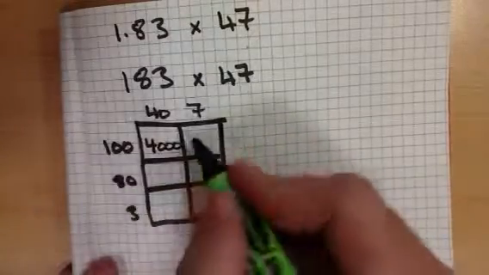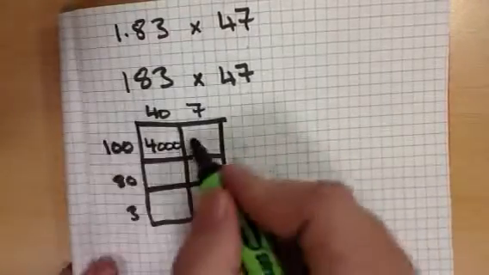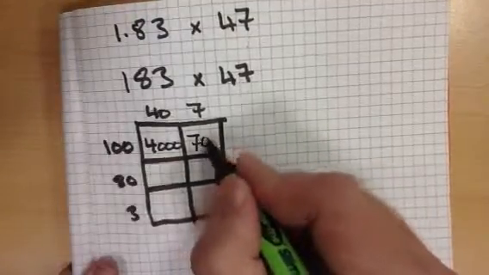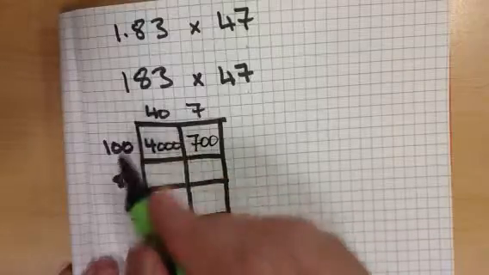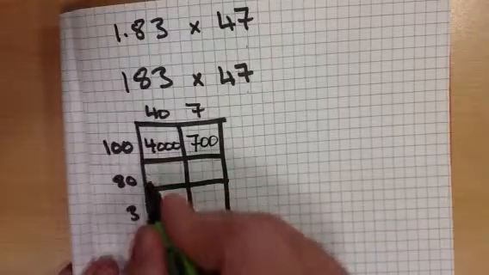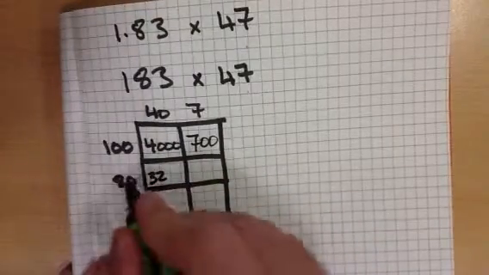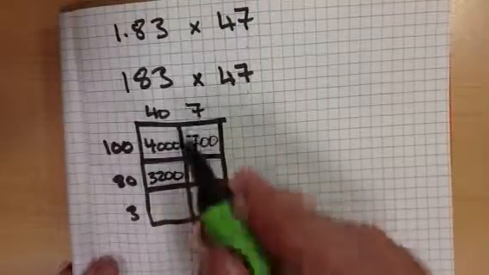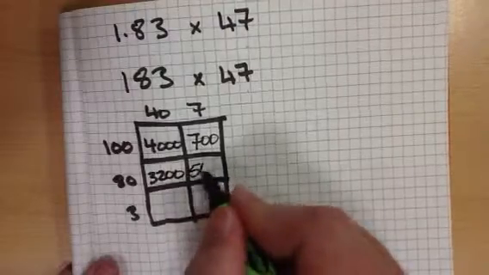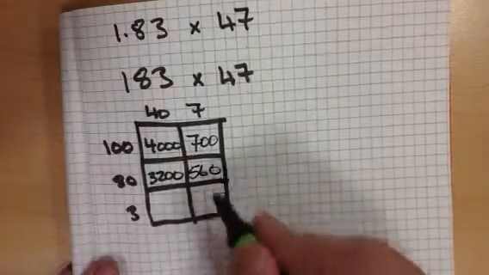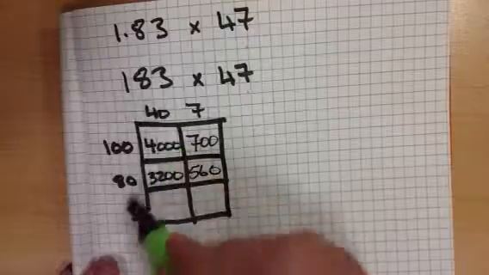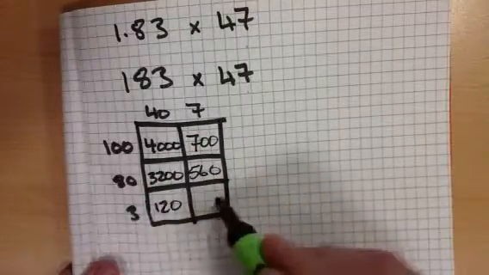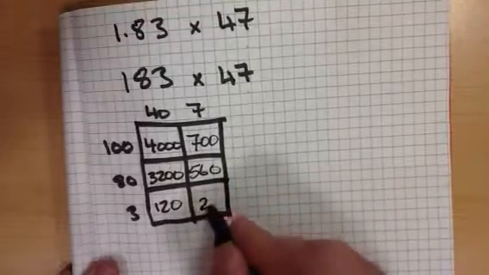100 times 7, 7 times 1 is 7, and there's 2 digits, 2 zeros left over. 4 times 8 gives me 32, and I've got 2 zeros left over. 8 times 7 is 56, and there's 1 zero left over. Here I've got 4 times 3 is 12, with 1 zero left over, and in the final box is just 7 times 3 is 21.